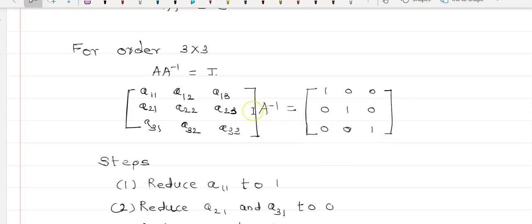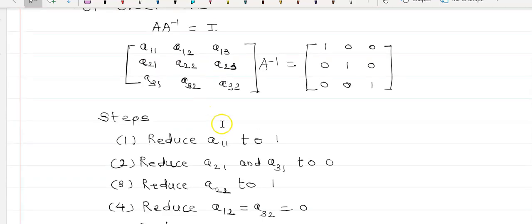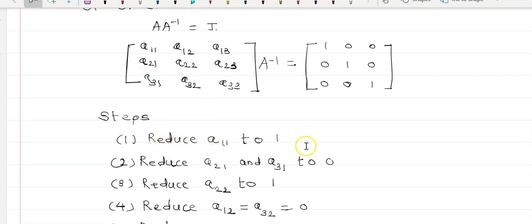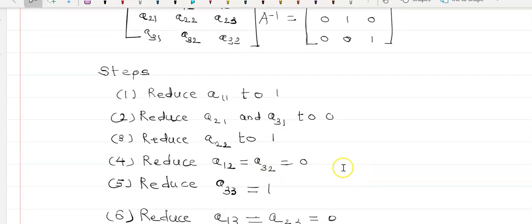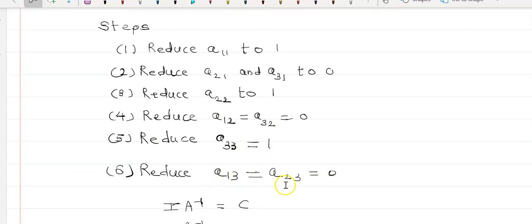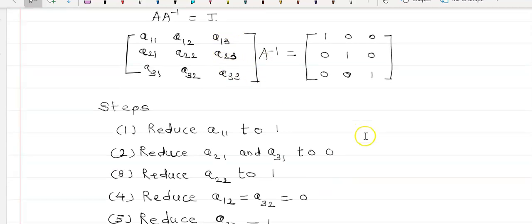Whenever we perform the transformation with the help of rows to find the inverse, always write in this manner: A into A inverse equals I. My first step is to reduce A11 to 1, then A21 and A31 to 0. Then reduce A22 to 1, then A12 and A32 to 0. The fifth step is A33 to 1, and then A13 and A23 to 0.